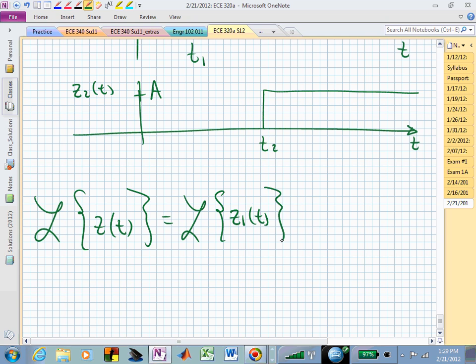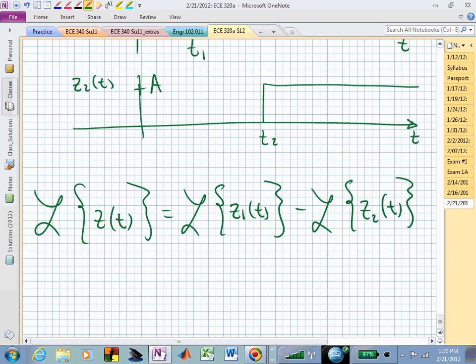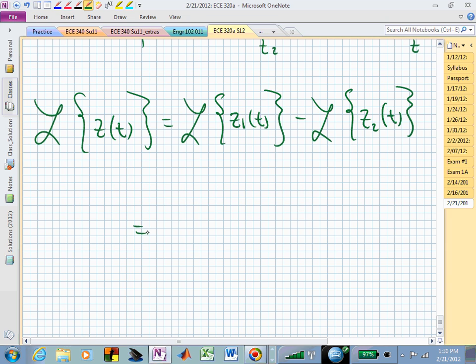minus the Laplace transform of z sub 2 of t. Since I need to take z sub 2 away from z sub 1 to cancel everything after t sub 2. But z sub 1 is a delayed unit step. We know that the unit step Laplace transform looks like 1 over s. We have an amplitude of a.